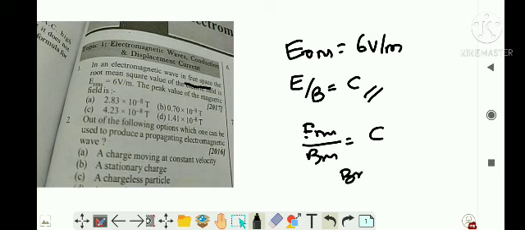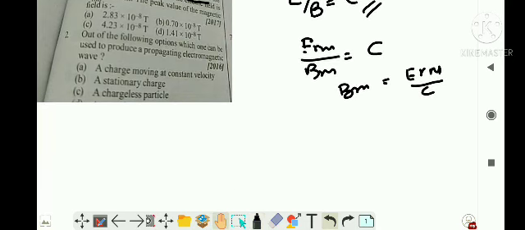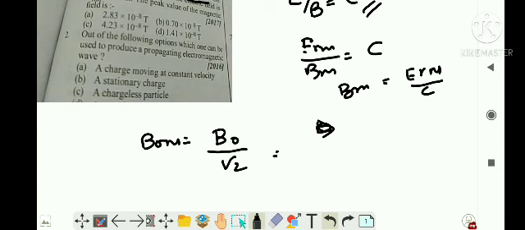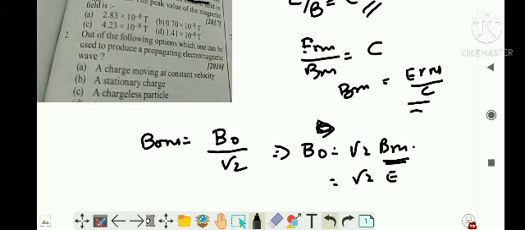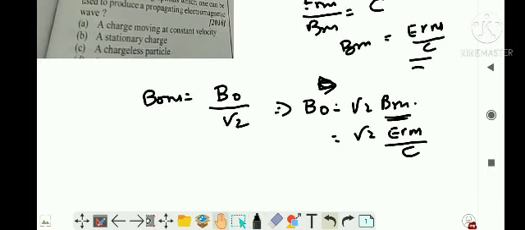So B_RMS is equal to E_RMS by C, where E_RMS is given as 6, right? Let's not do the calculation yet. B_RMS is equal to peak divided by root 2, or I can say peak value is equal to root 2 times B_RMS, right? Now in place of B_RMS I can write this value, that is E_RMS by C. So now I just have to substitute the values.